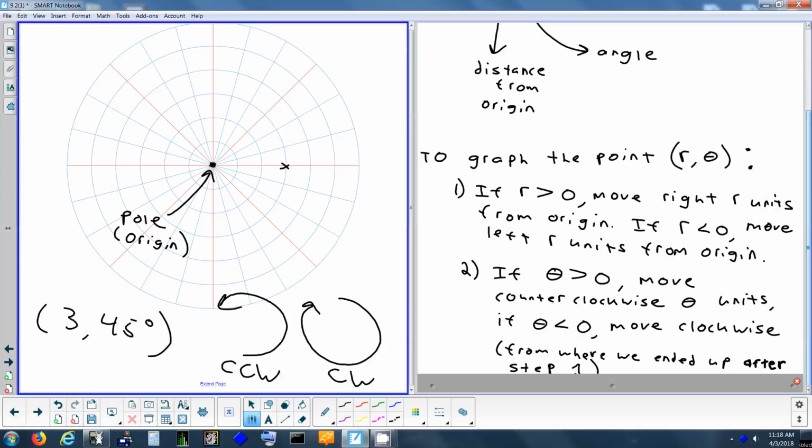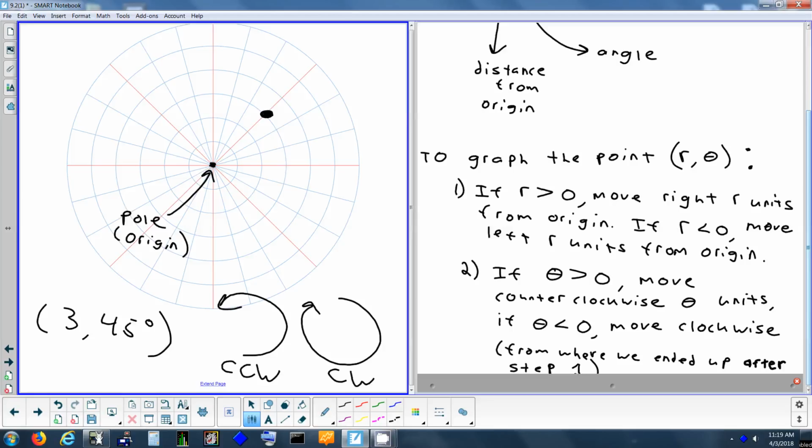On my particular graph paper, I think each line is 15 degrees. Different graph paper could have different markings on it, but this is 0, 15, 30, 45, 60, 75, and 90 is straight up. Okay, so 45, 1, 2, 3, right there. That's how you would graph that point. Right, 3, 45 degrees. And that's it.